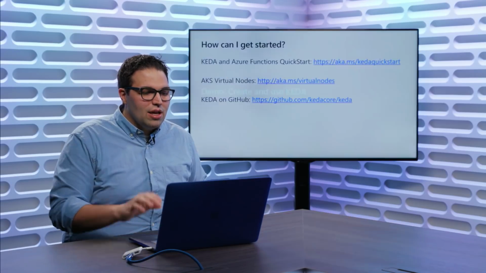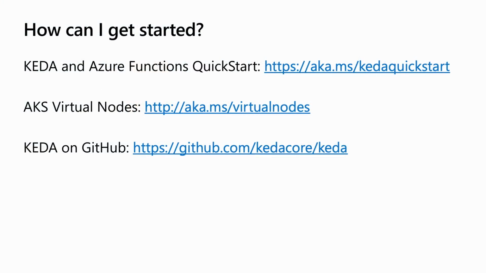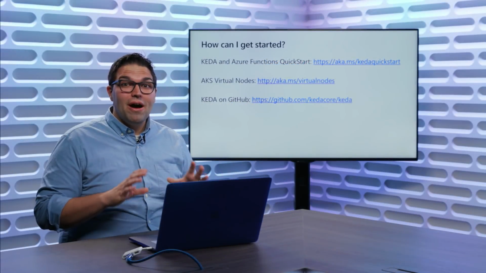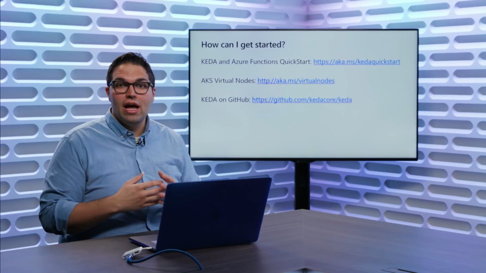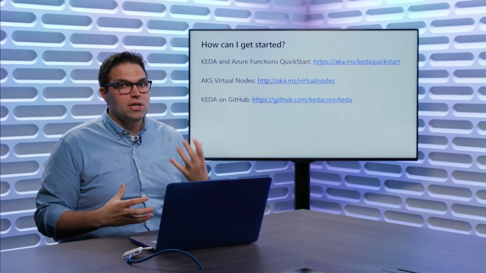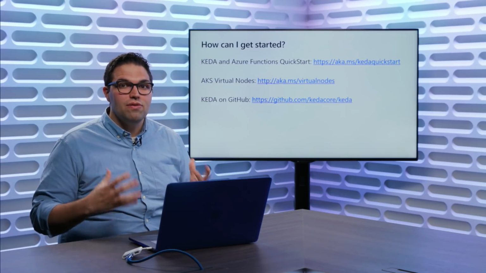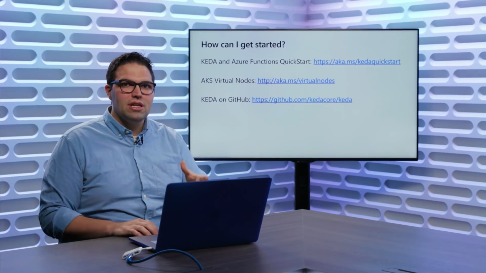All right. So now that we've seen this in action, how can each of you get started? If you want to run a similar quick start like what I just ran, you can go to aka.ms/kedaquickstart, and it will give you a step-by-step tutorial to set up a test just like I ran. If you want to learn more about AKS virtual nodes, you can learn more by following the link here, get it set up for any of your Kubernetes deployments. And if you're interested to learn more about KEDA, even help contribute and make it better to bring event-driven compute to any Kubernetes cluster, you can follow the link to GitHub here as well.